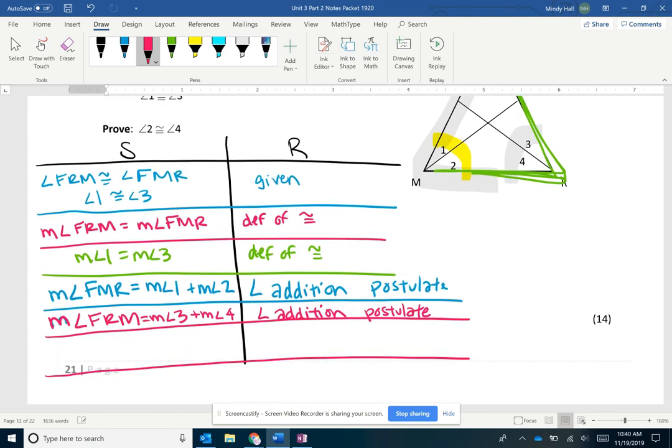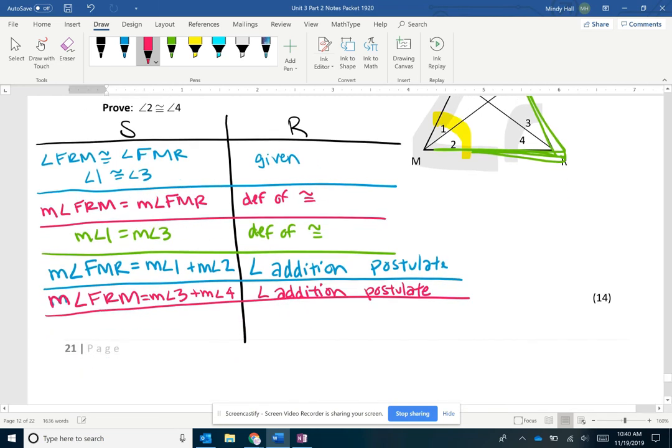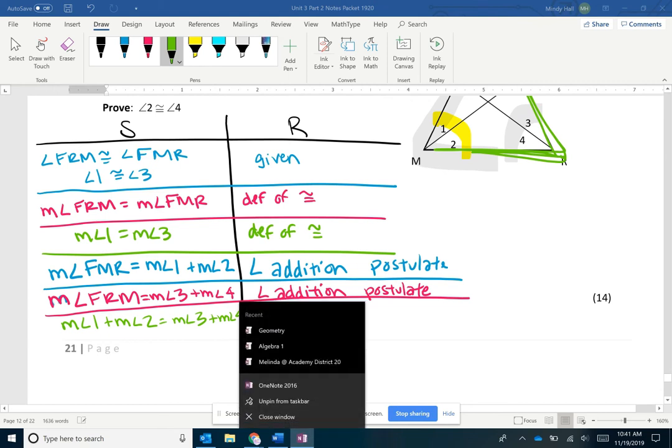So then, with that, I know that these angles are equal. I've already said they're equal. So that means I can substitute: measure of angle 1 plus measure of angle 2 equals measure of angle 3 plus measure of angle 4. And we're allowed to do this substitution because we've already gone through and said our duh things. Okay?